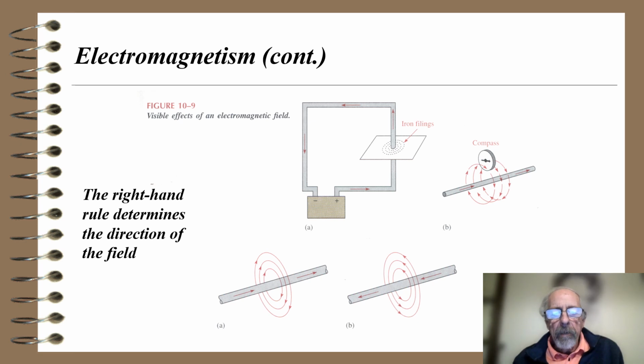So we show a typical experiment that you might do in high school with a battery in diagram A of figure 10.9. You have a wire that goes through a piece of paper, and it turns out you could sprinkle iron filings and they will line up with the lines of flux. There's also a compass in B that shows how the compass gets affected by the lines of flux. And then we notice that in the lower diagrams A and B, the current's going to the right in A, and the lines of flux are clockwise. The current is going to the left in B, and the lines of flux are counterclockwise.